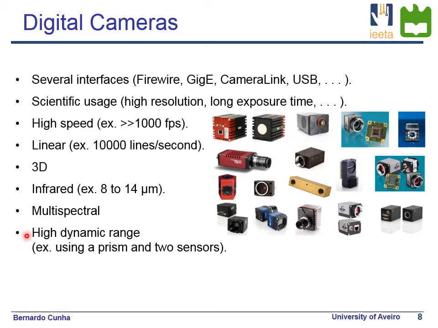And you also can have, for instance, high dynamic range cameras, and sometimes this is done using a prism and 2 sensors. One of the sensors is focused on areas of the image which are very dark, and the other sensor is focused on areas of the image where you have higher intensity of light, and this will provide you with a high dynamic range image.